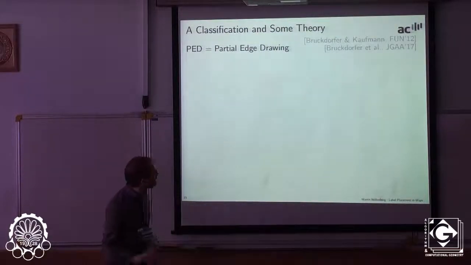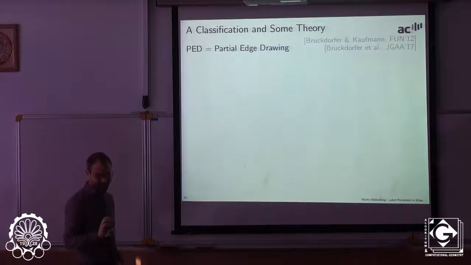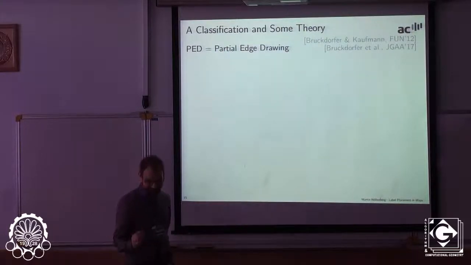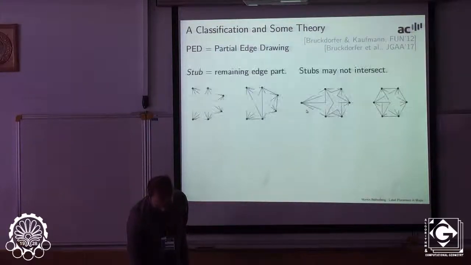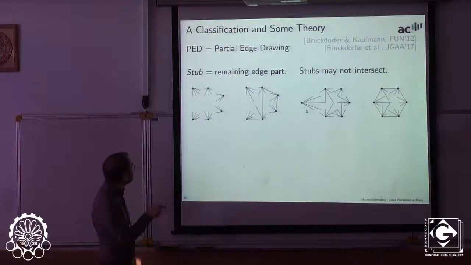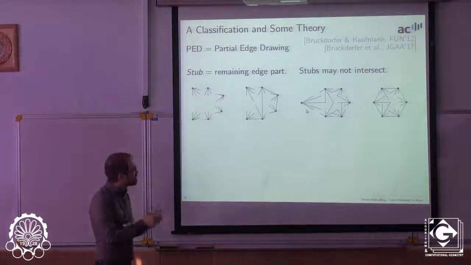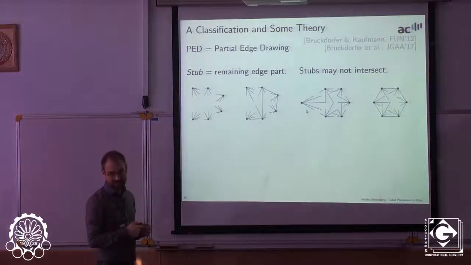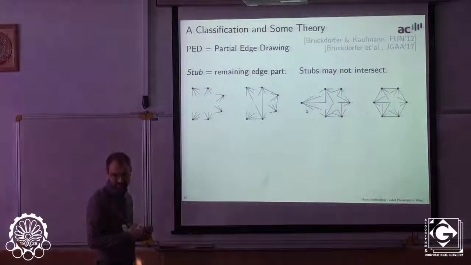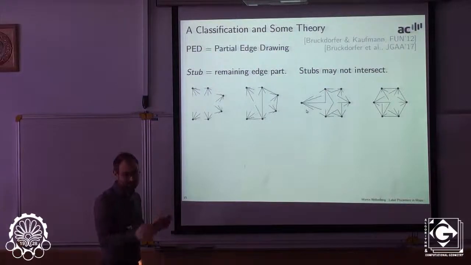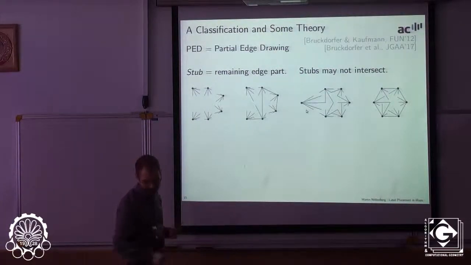So if we look at this from a more theoretical point of view, we define this notion of partial edge drawing, where we have remaining parts of edges, we call them stubs. And from the theoretical model, we want the stubs at a length so that no pair of stubs intersects. So we get rid of all the crossings. The previous example had 23 crossings remaining, so we would have to shorten even further.